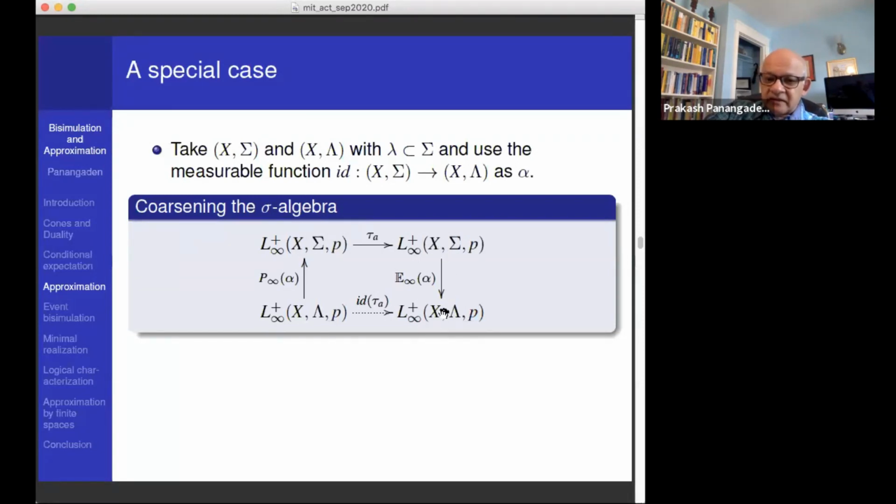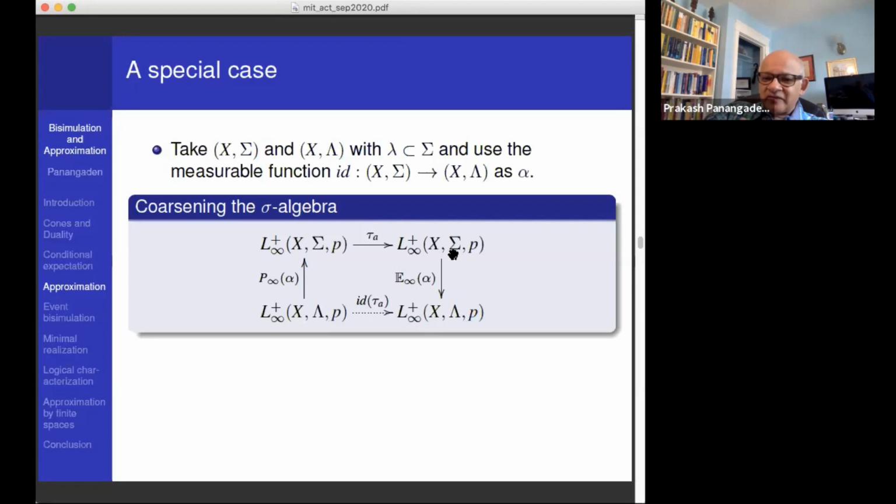And here you can actually see that what the approximation is really doing in this case is taking a function that would be sigma measurable and giving you a lambda measurable version of it. Since lambda is a smaller sigma algebra, the measurable functions are less wild than the sigma measurable functions. So that's the sense in which we're approximating.